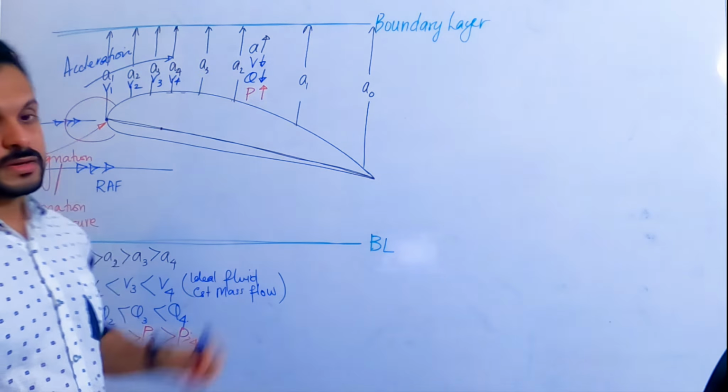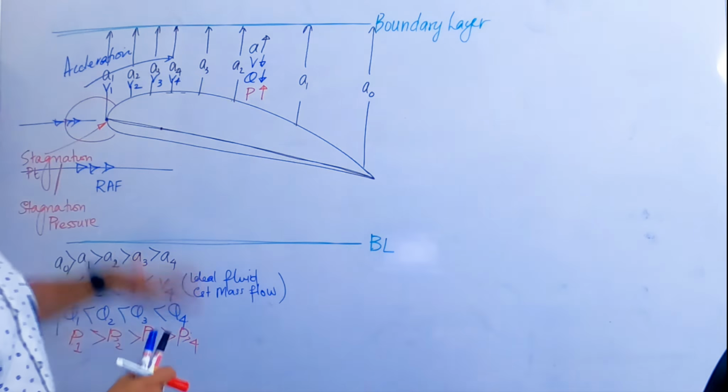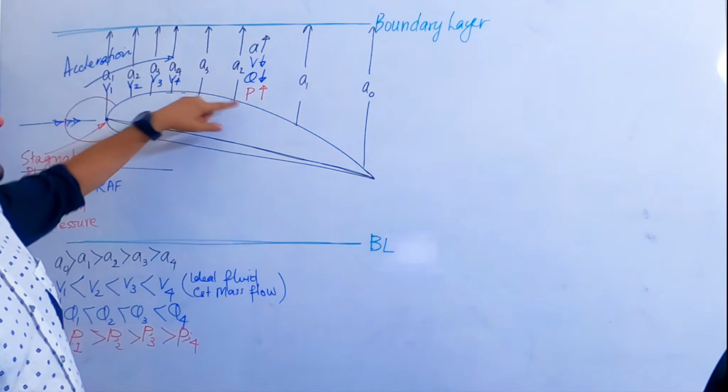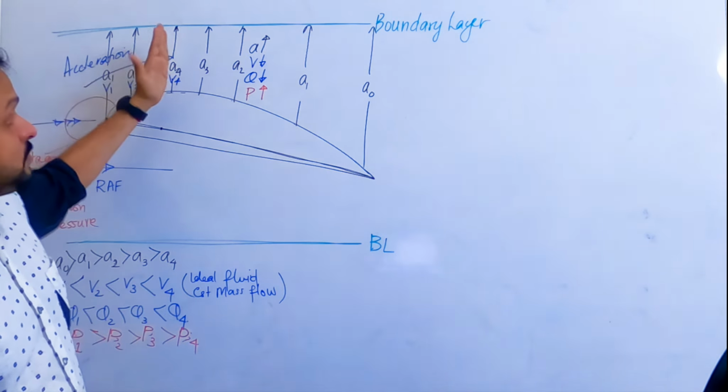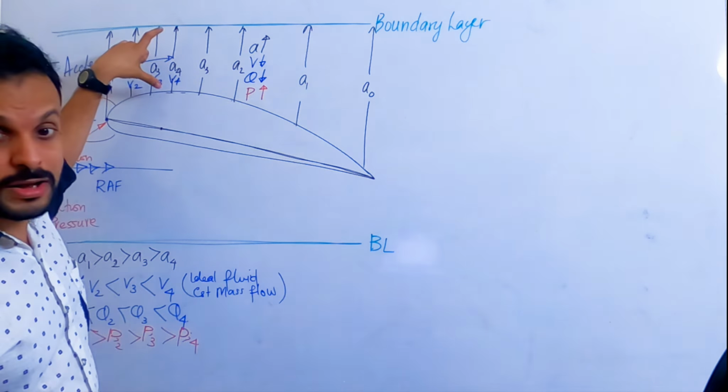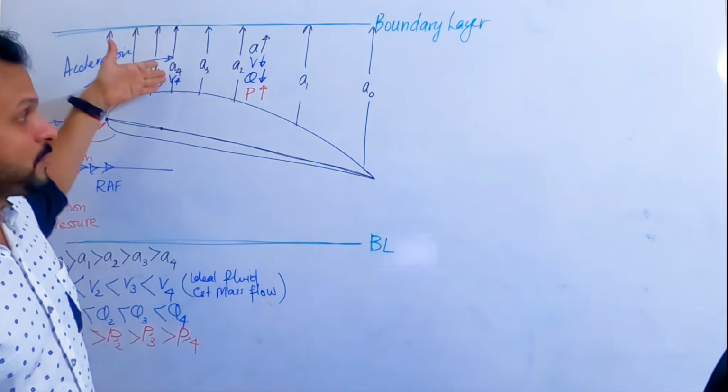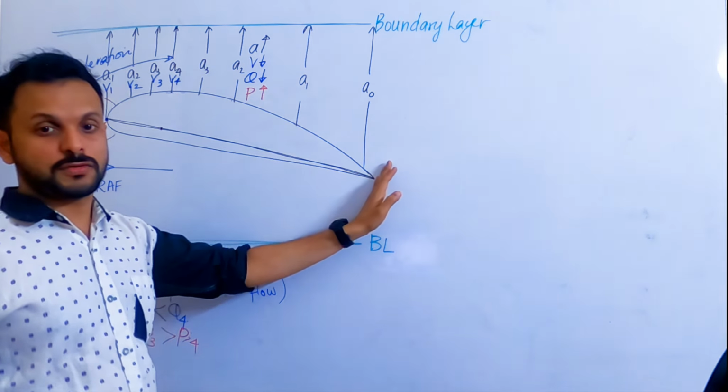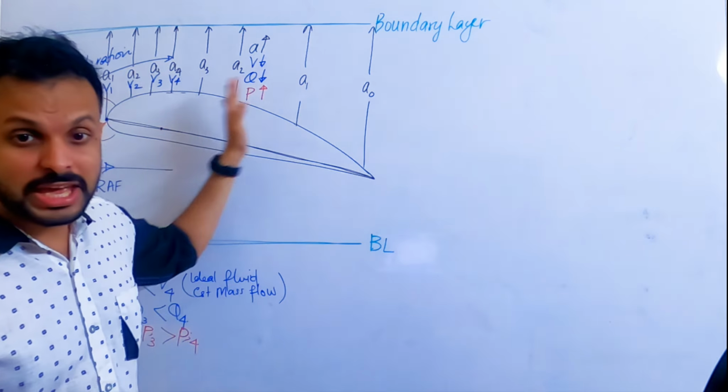Is it clear? What's happening? Okay. So from here all the way up to here, you can see the static pressure is reducing. From this point of lowest area of cross section to the point of highest area of cross section, static pressure is increasing.